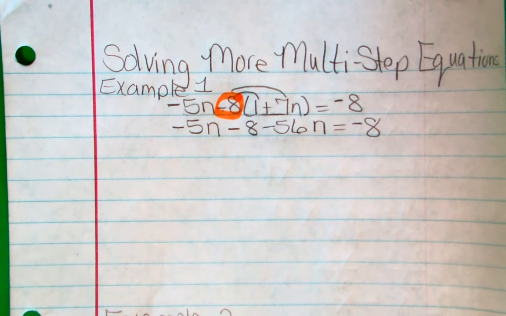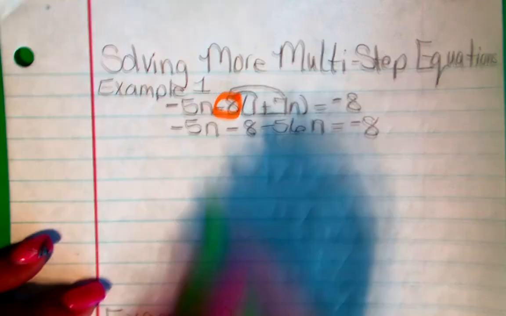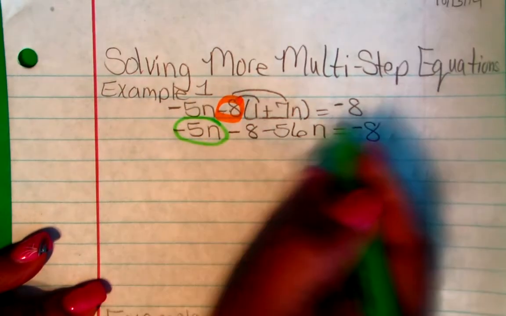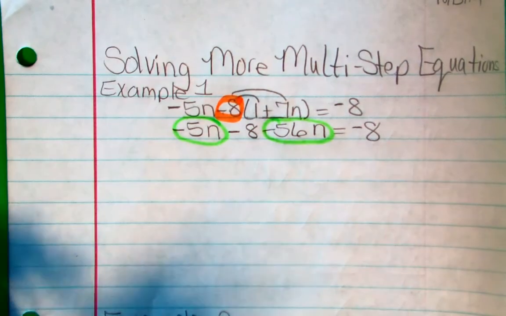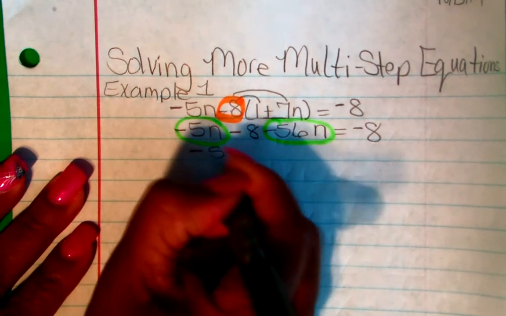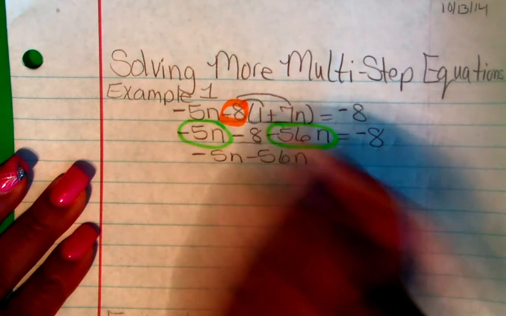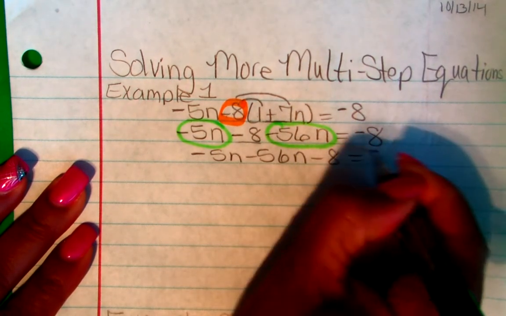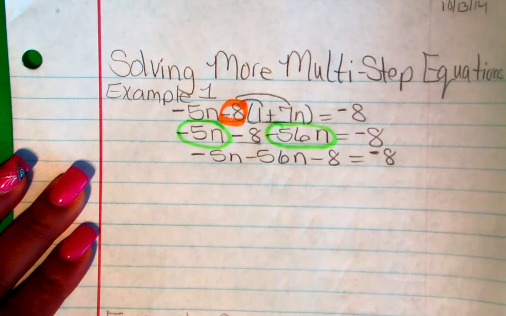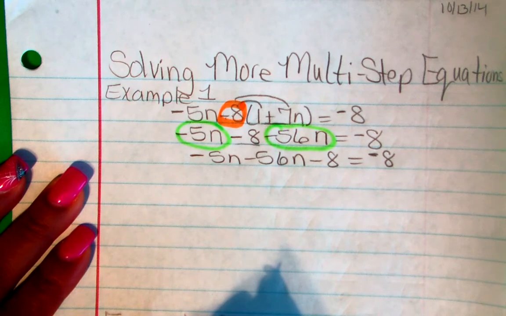Okay. So next you said, well, it's still not a two-step equation. You're right. You probably noticed that we have two n terms. We have -5n, -56n. I'm going to rewrite that using the commutative property. So I have -5n minus 56n, bring down my -8 equals -8. Okay, I just rearranged the problem using the commutative property.